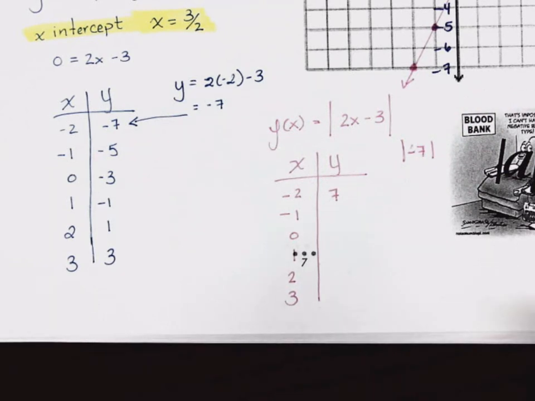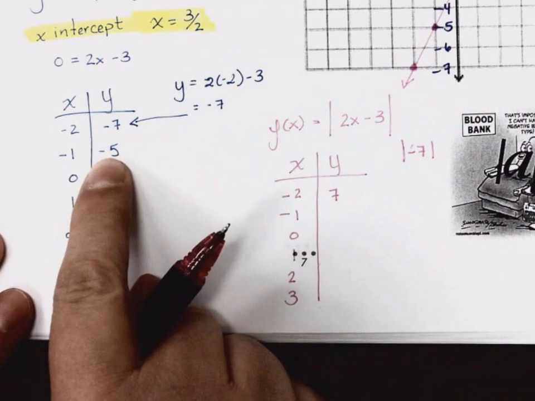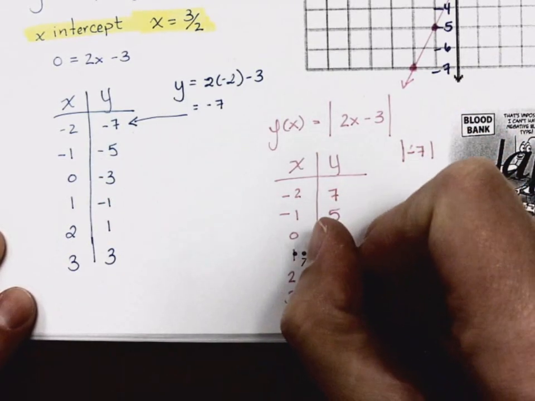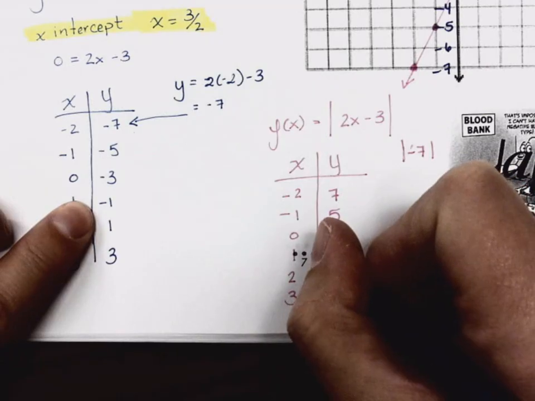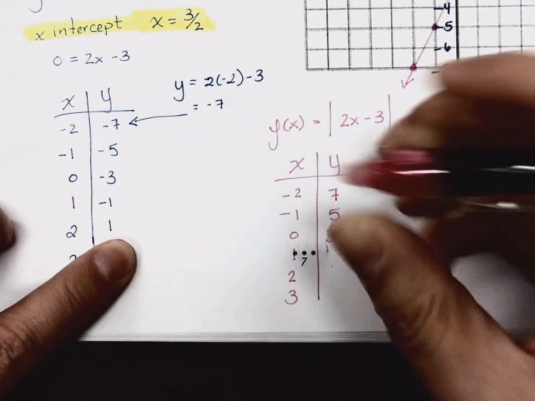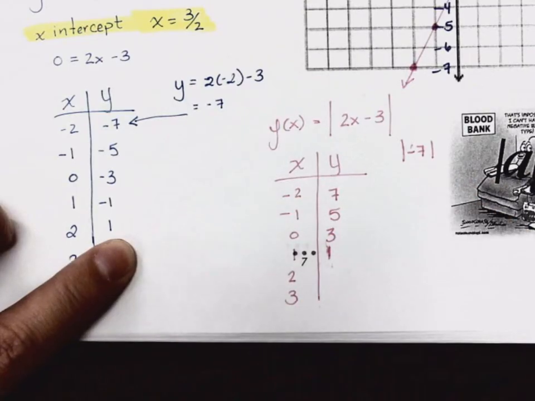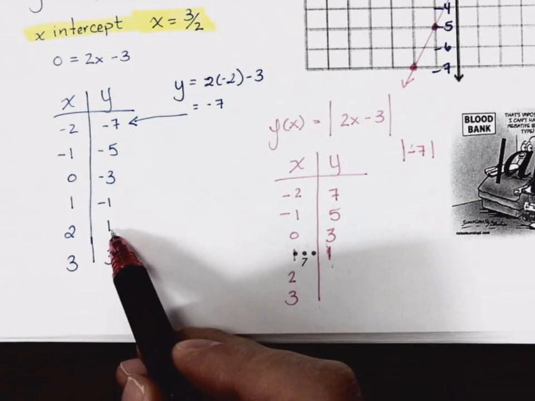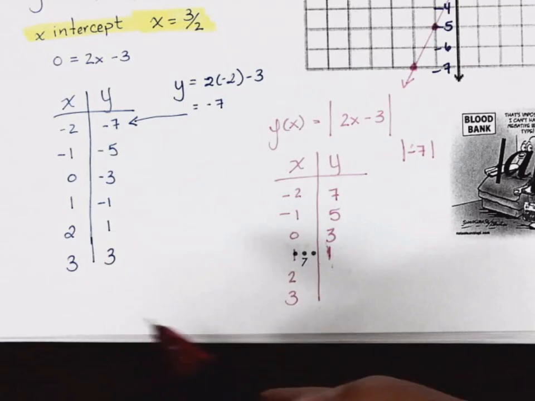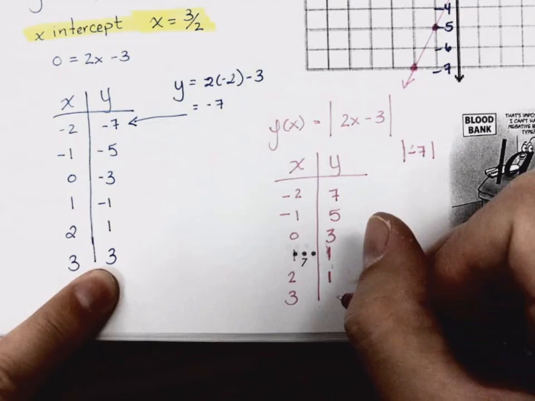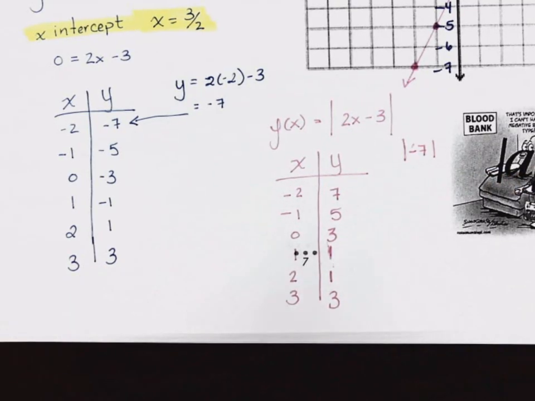Okay, so if it was negative 5, what's the absolute value of negative 5? 5. And so negative 3 becomes 3. Negative 1 becomes positive 1. What's the absolute value of 1? Just 1. What about the absolute value of 3? Just 3. So that's all we have to do?